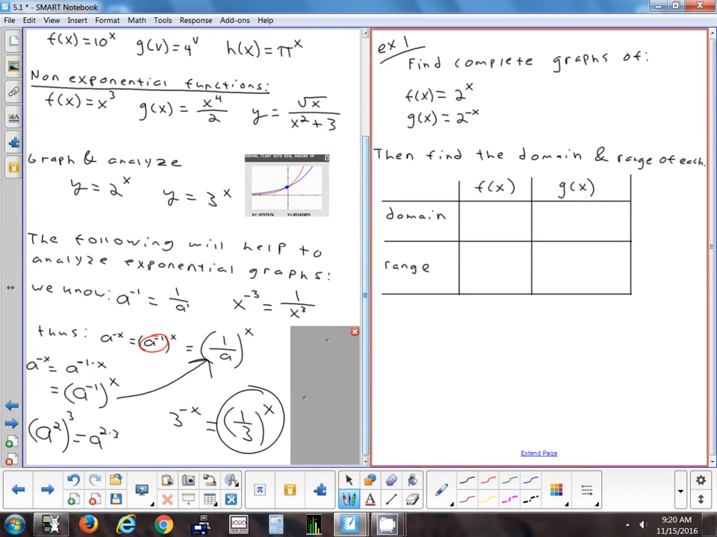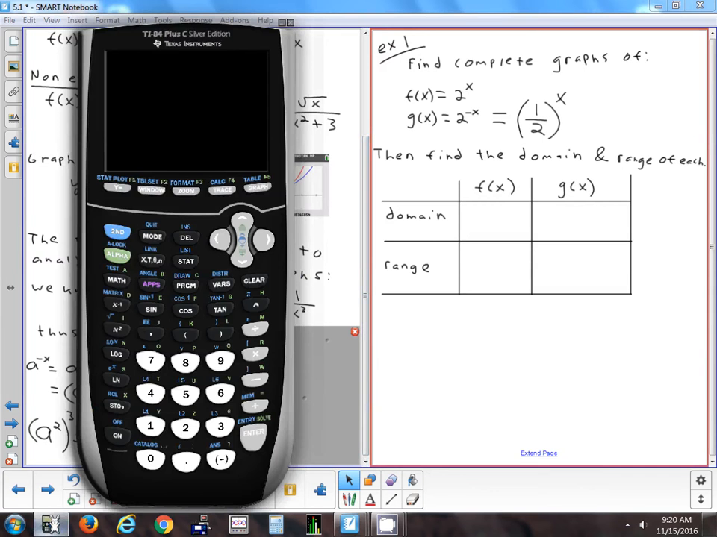All right, so what I'm going to do is graph 2 to the x and 2 to the negative x, and I want to compare them. Somebody tell me how I could rewrite this with a positive exponent? 1 over 2 to the x. Yep. There's going to be a big difference between 2 to the x and 1/2 to the x.